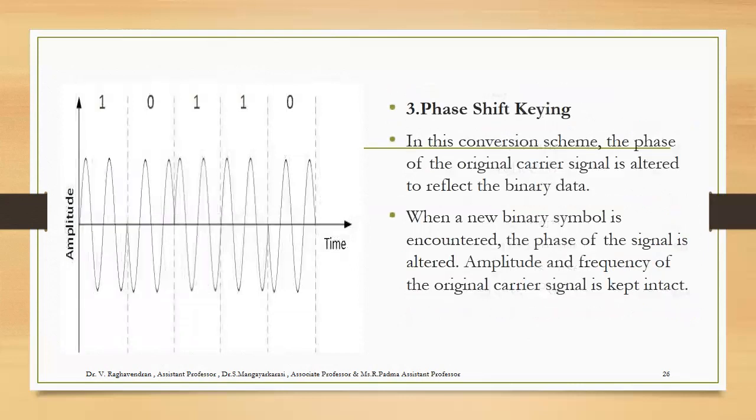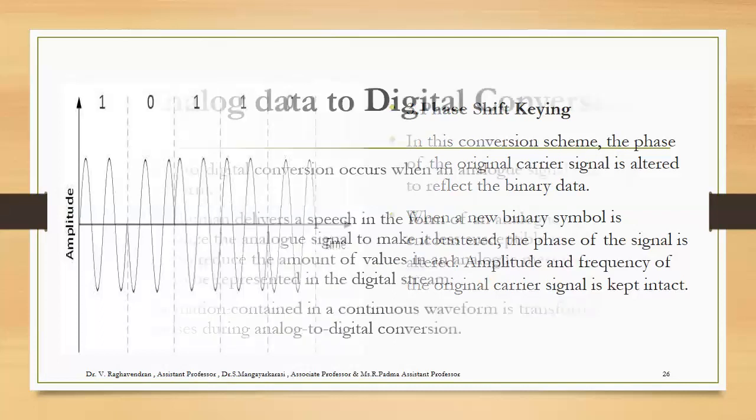The third category, phase shift keying. In this conversion scheme, the phase of the original carrier signal is altered to reflect the binary data. When a new binary symbol is encountered, the phase of the signal is altered. Amplitude and frequency of the original carrier signal are also kept intact. This is the example of phase shift keying. Based on time and amplitude, according to the signal value, it can be generated. The values are 1, 0, 1, 1, 0, and according to these values the signals are generated.